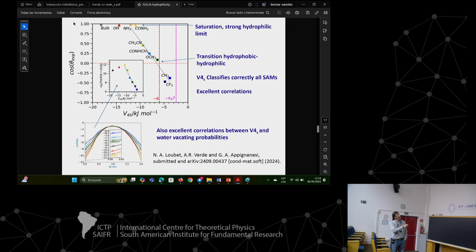And all these points here are for the very hydrophilic cases. This one, we don't have experimental values, but we calculated it anyway. All these are experimental, even this and this. And this would be a bulk case we also include in the plot. And you see that this is a saturation limit. This is a very strong hydrophilic limit. These guys are replacing a hydrogen bond, so they are behaving like bulk water.